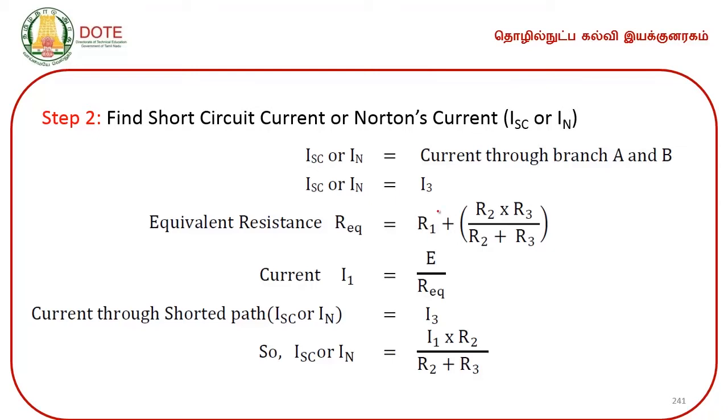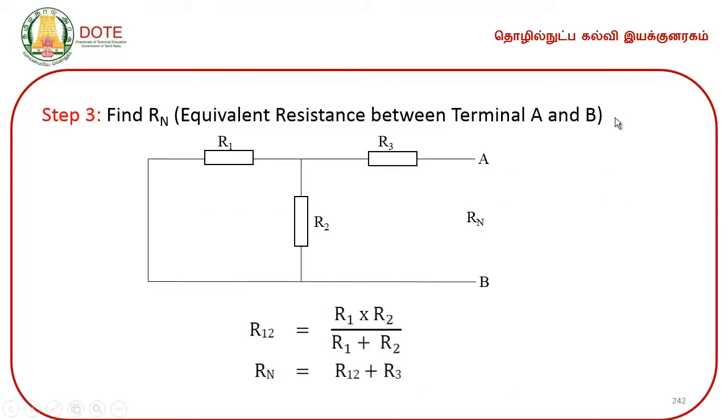So, the equivalent resistance is equal to R1 plus R2 into R3 divided by R2 plus R3. This is the parallel combination of R2 and R3 plus R1, because R1 is connected in series. Current I1 is equal to E by R equivalent. So, ISC is equal to, by current division rule, total current into opposite arm resistance divided by R2 plus R3.